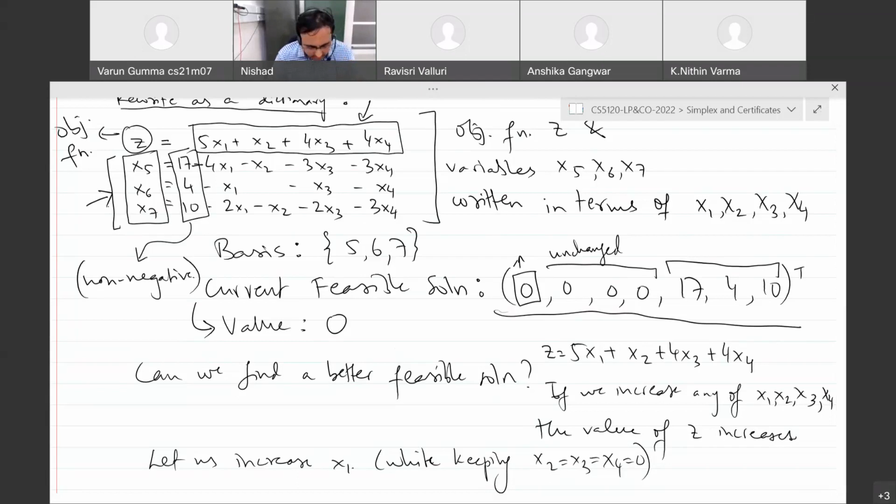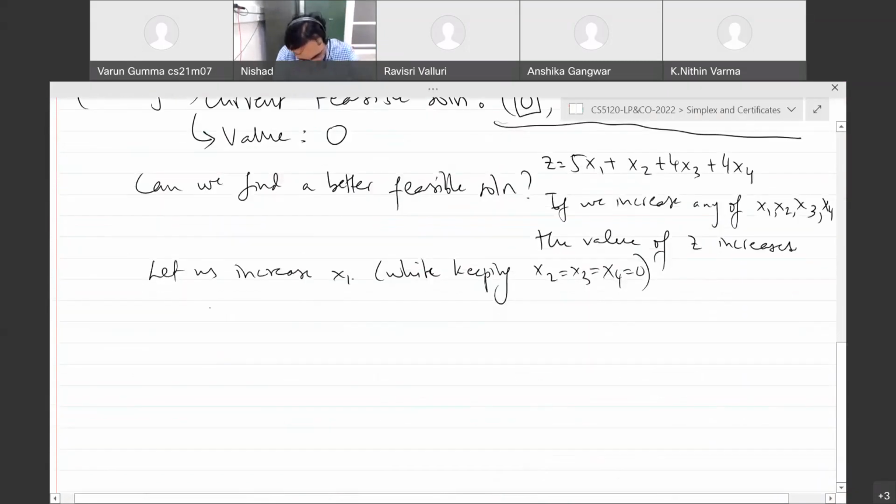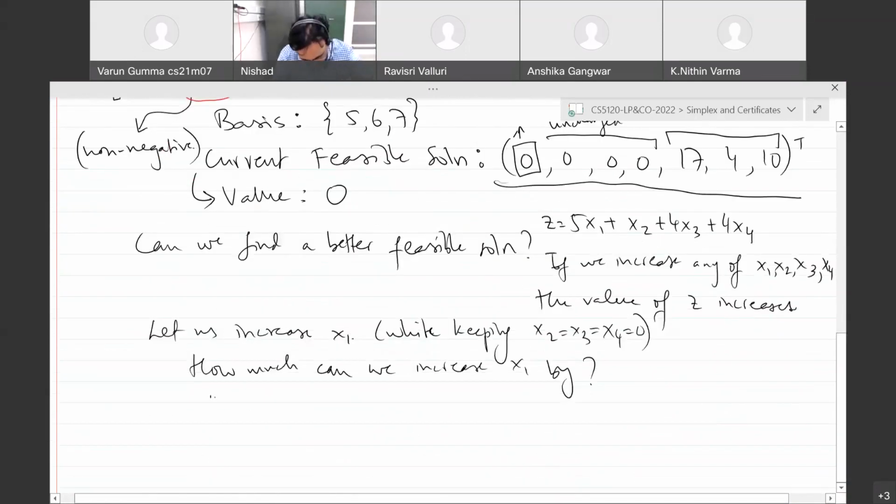In particular, you note that you need to look at this part here, right? Because the rest are going to be 0. So we need to make sure that these quantities are all non-negative: 17 minus 4x1, 4 minus x1, and 10 minus 2x1. Okay, great. So how much can we increase x1 by? And we want all of these quantities to be greater than 0.